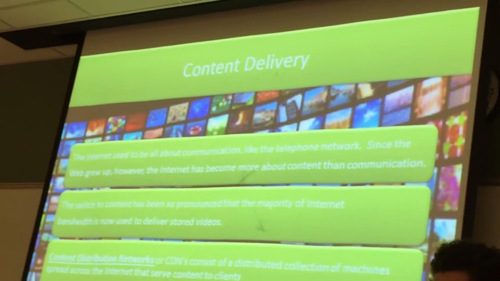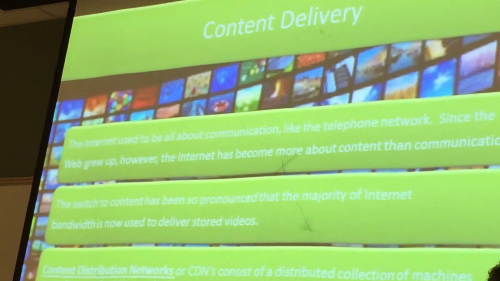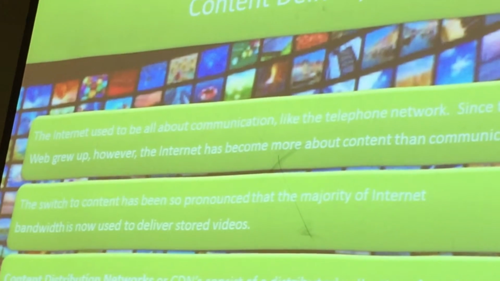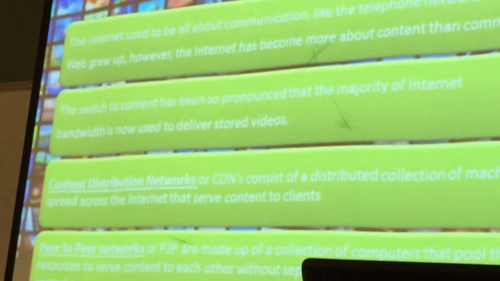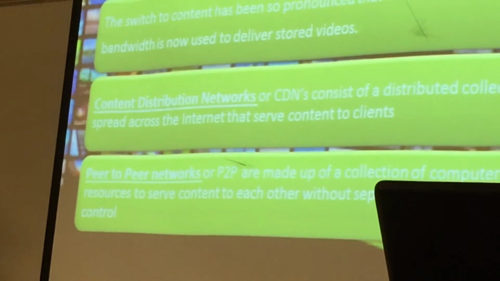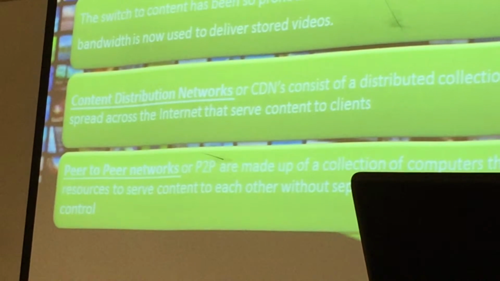So content delivery is broken up into two major categories. One is content distribution networks, and the other is peer-to-peer networks. Now, you probably have experience with both of these. The common method you see corporations using is the content distribution networks.